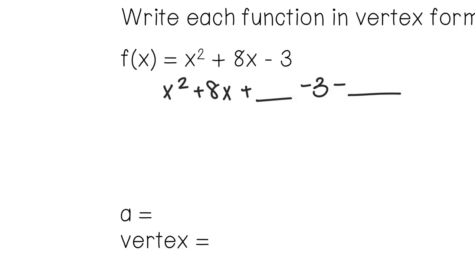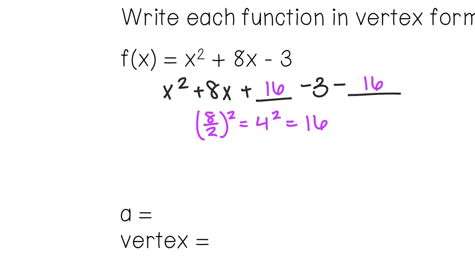I'm using my b over 2 squared. So looking at it, what's my b? It's going to be 8 over 2. Don't forget to square it. 8 over 2 is 4. 4 squared gives me 16. So that's what I'm putting in my blanks.